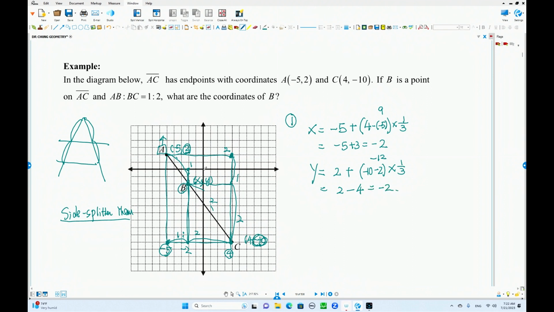Can you see it over here? That is -2, right? Okay. So point B is what? -2 and -2. Okay? That's the point.